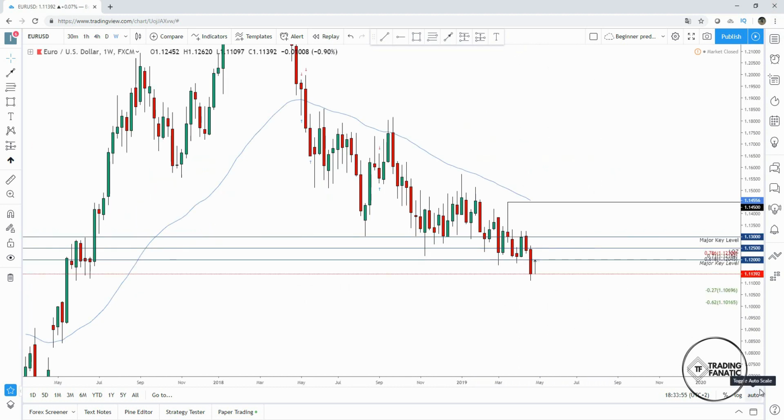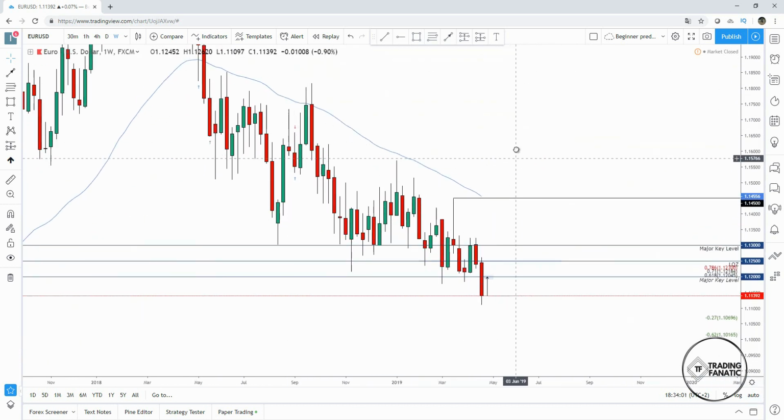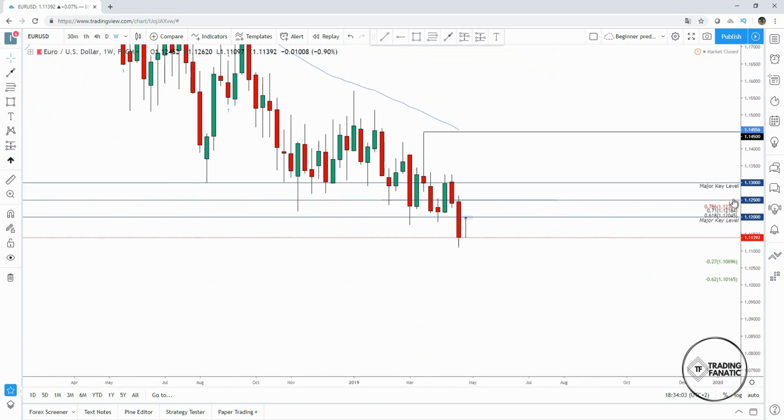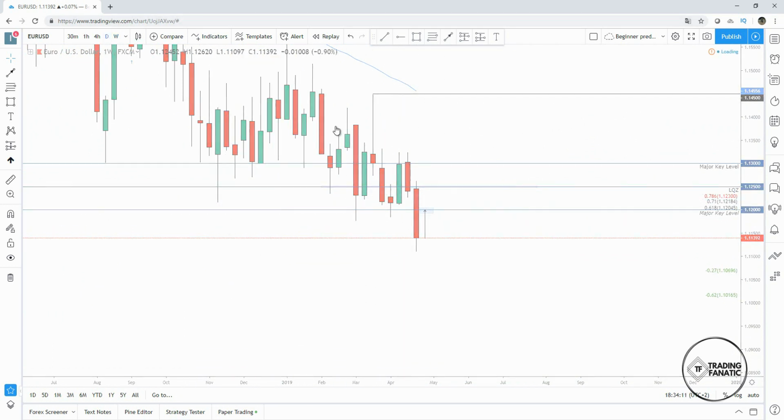Here we have EU, which has been trending down, as you can see very clearly, staying below the EMA. Last week's candle closed very bearish, even breaking structure support here. So our bias is sells.